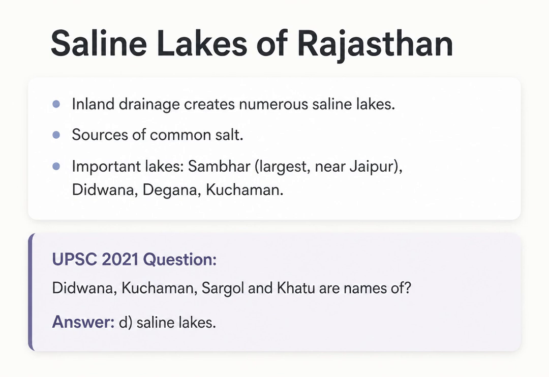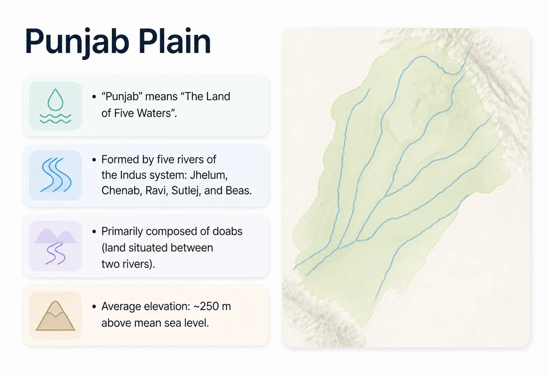In fact, the UPSC 2021 exam asked what Didwana, Kuchaman, Sargal, and Katu were. The correct answer, of course, is saline lakes. Next, we move to the Punjab Plain.